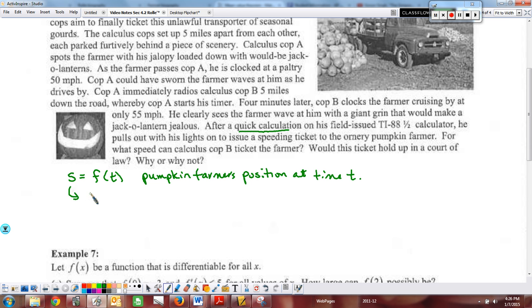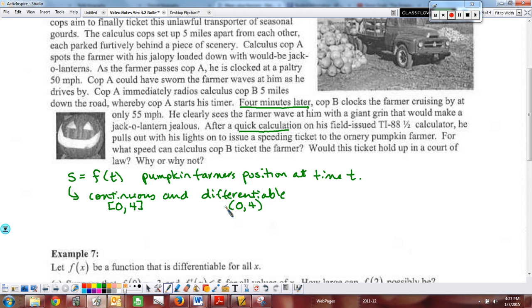Position functions are continuous and differentiable. Now, what interval do we want to look at as we are looking at our nice farmer's little position function? Well, in the given information, it was 4 minutes later, that took him 4 minutes to make the trip from cop A to cop B. So let's do continuous on the interval 0 to 4, and differentiable on the interval 0 to 4.